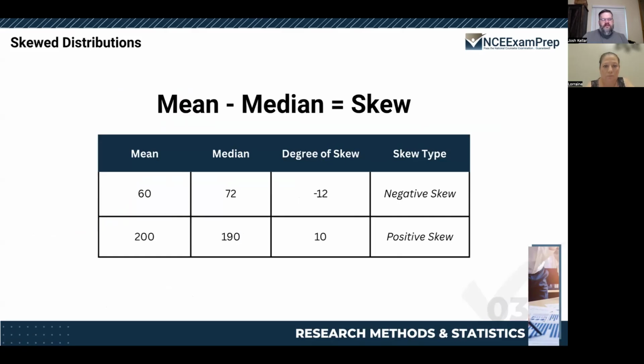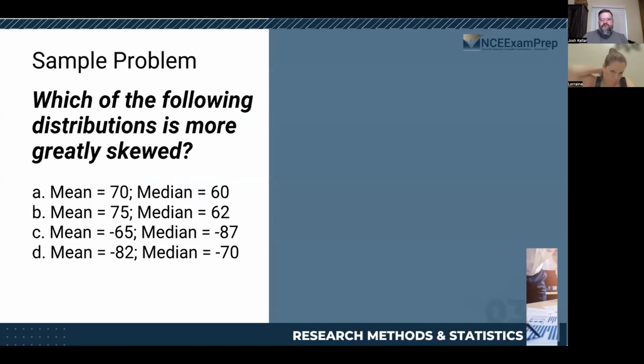All right, let's look at a few sample problems here. Which of the following distributions is more greatly skewed? We've got a mean of 70 and a median of 60, a mean of 75 and a median of 62, a mean of negative 65 and a median of negative 87, a mean of negative 82 and a median of negative 70.